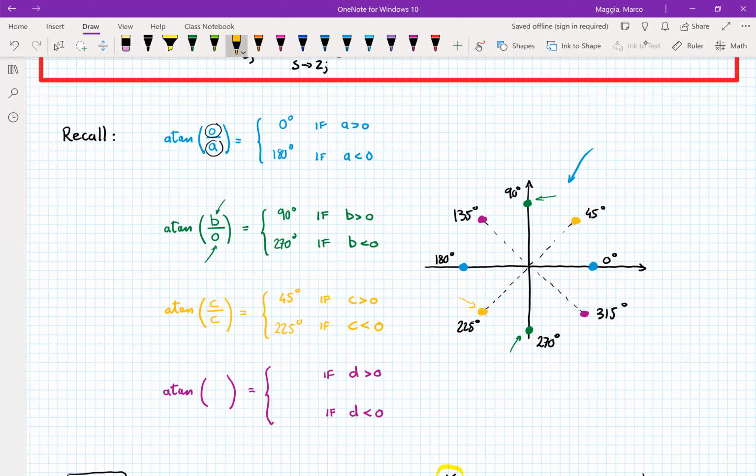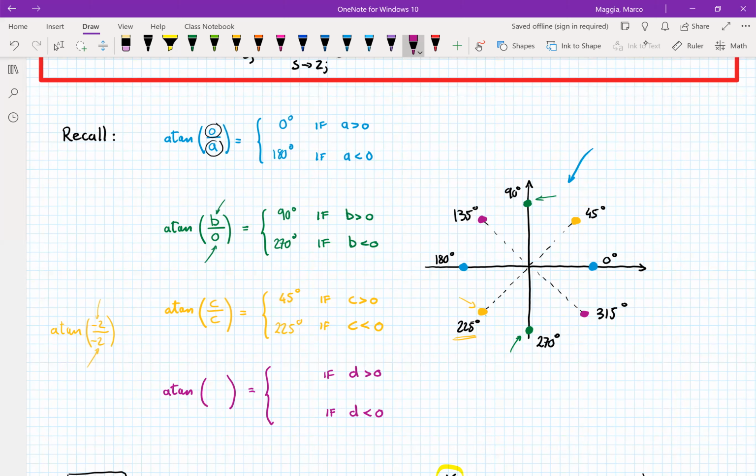So once again, be careful when you use your calculator to compute the arctangent of an angle, because if you have arctangent of minus 2 over minus 2, if you just do minus 2 over minus 2, it is 1. And then you compute arctangent of 1, it will give you 45 degrees. But minus 2 is negative. So both numerator and denominator are negative. So you're actually looking at 225 degrees. So be careful.